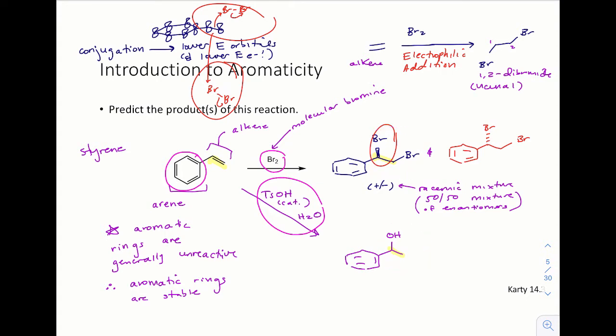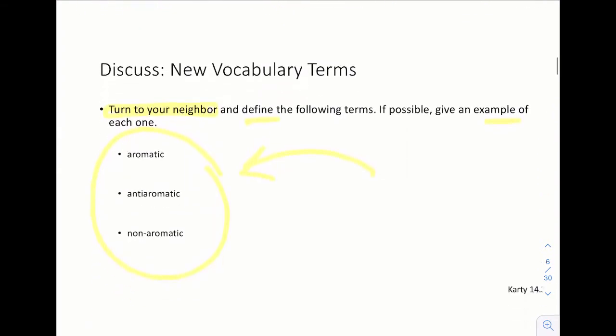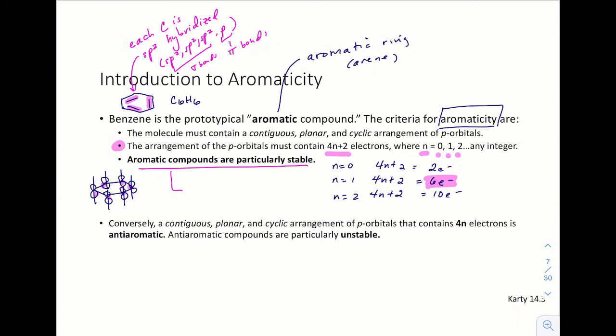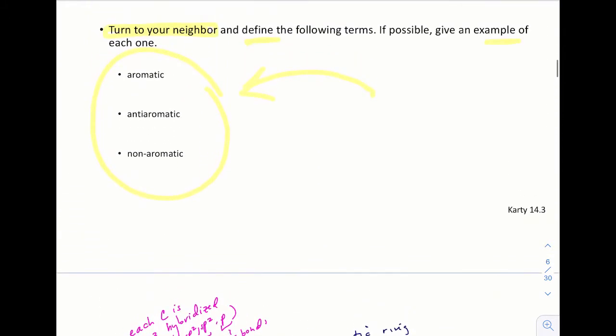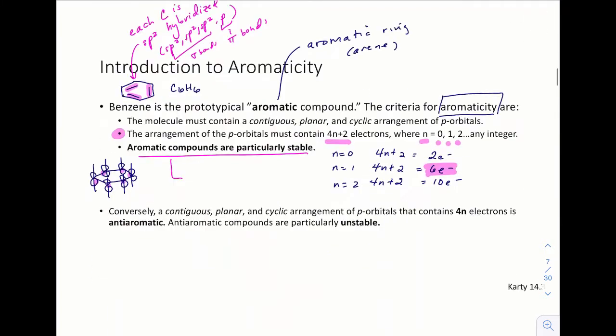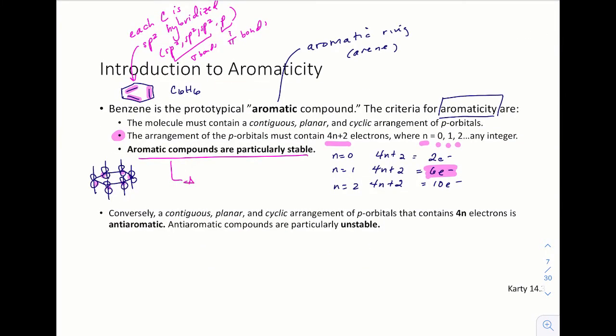That's cool. I hope we can also understand why aromatic compounds are particularly stable. I bet we will, and I bet we'll use molecular orbital theory. Okay, so we've defined aromatic. Pause, go back, and write a definition in your own words and give an example. Benzene, that's the prototypical aromatic compound. So aromatic compounds are particularly stable.